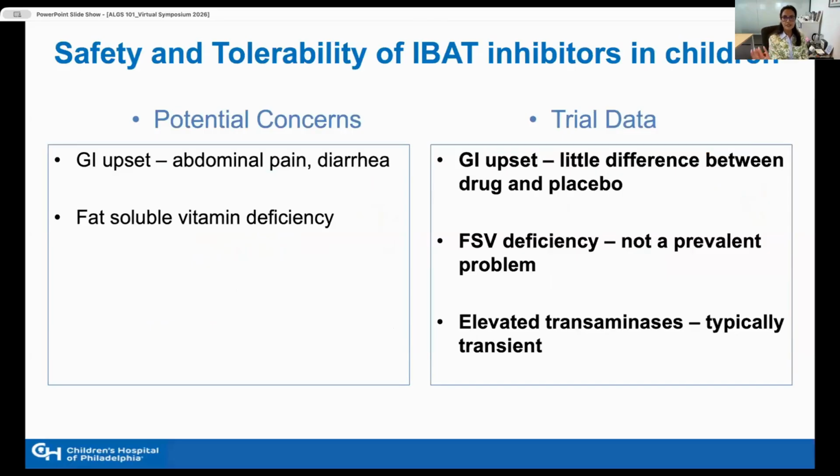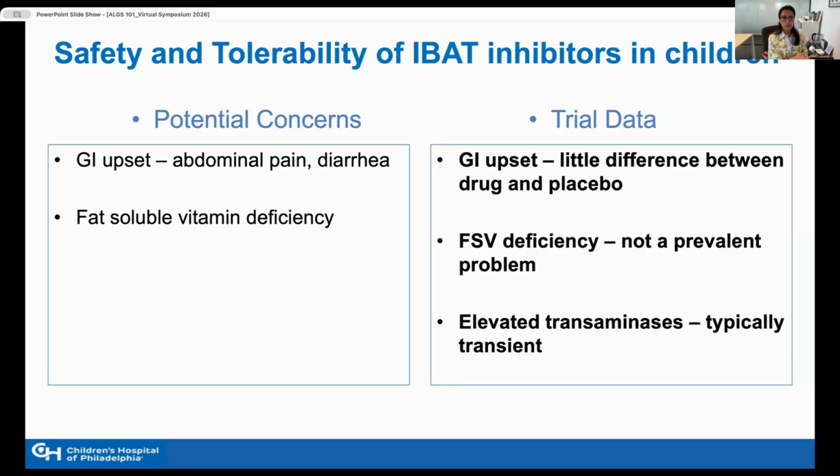What about the safety of these drugs? Well, very happy to see that in the trials, we were worried initially that maybe our patients would see a lot of abdominal pain or diarrhea because there's more bile acids within the colon. But actually, we do see that some patients can initially have some adaptation, can have some abdominal pain, have some diarrhea when they start these drugs. But overall in the trials, there was very little difference between drug and placebo.